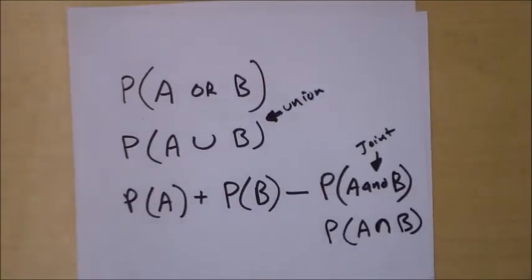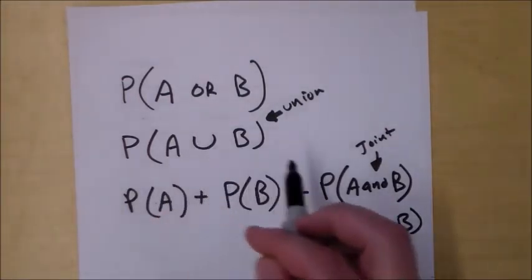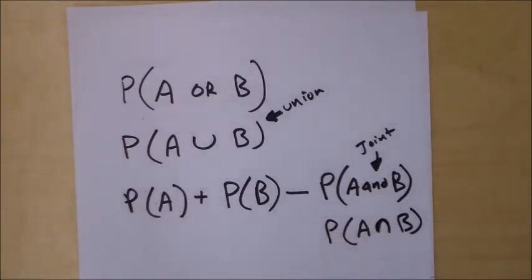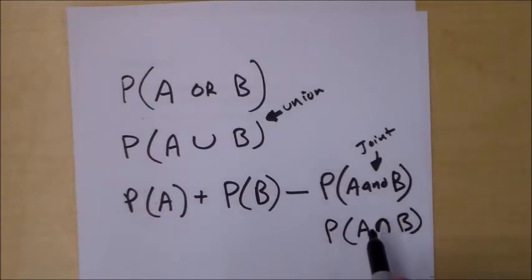And here's the rule. A or B, sometimes denoted as A union B or A kind of smiley face B, equals probability of A plus the probability of B minus probability of A and B, otherwise known as joint AB, otherwise denoted as A frowny face B. Okay, so what does this mean? Your probability of either or goes up, right? It goes up. Probability of both happening goes down. Probability of either happening goes up.